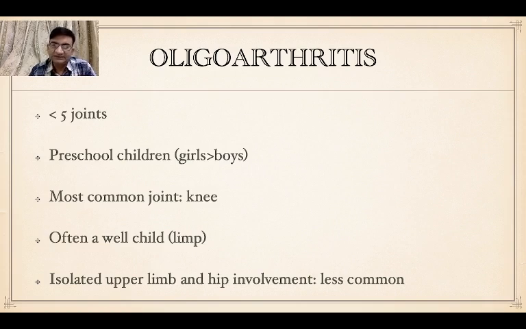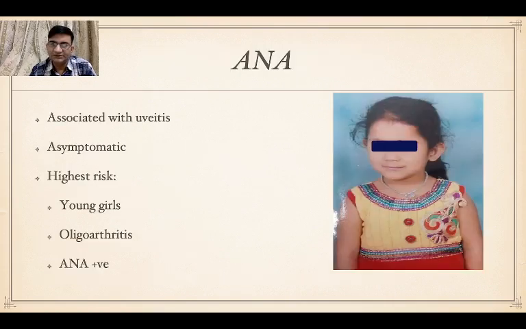So in this case, the pattern is usually large joints, predominantly lower limb, and a young child. So more than the number, I would say the pattern is more important. You will not find oligoarthritis children having small joint involvement. They do not have involvement of the interphalangeal joints. So they have predominantly large joint involvement, less than 5, occurs in young girls, and most common joint is knee. Isolated upper limb and hip involvement is less common.